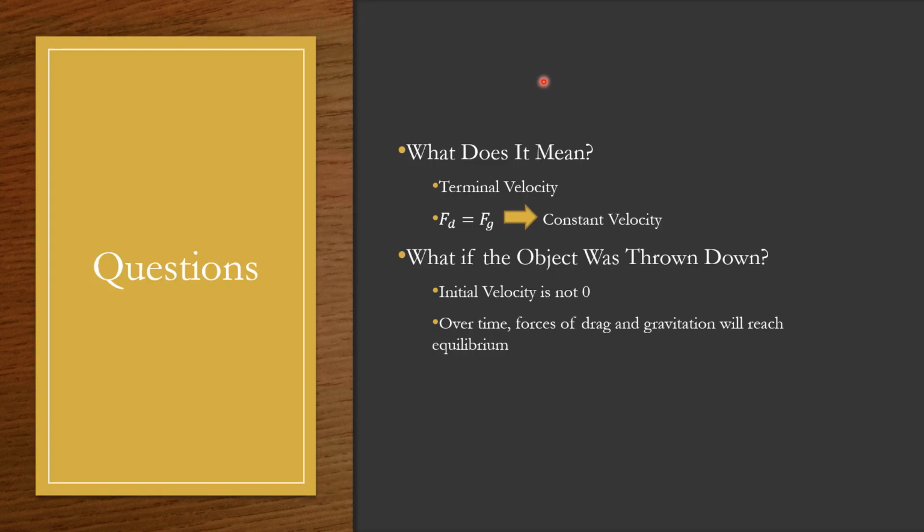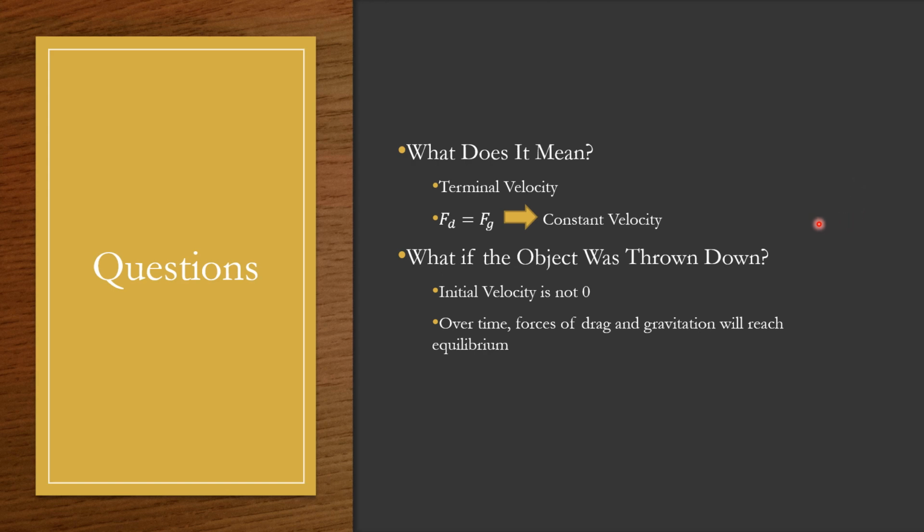The questions for this lab: what does it mean? As we saw, the ball started to reach a constant velocity over time, and this is because we reached something known as terminal velocity, which is where drag is equal to gravity. And at this point, we have zero net force, so there's no reason for the ball to continue to increase in velocity.